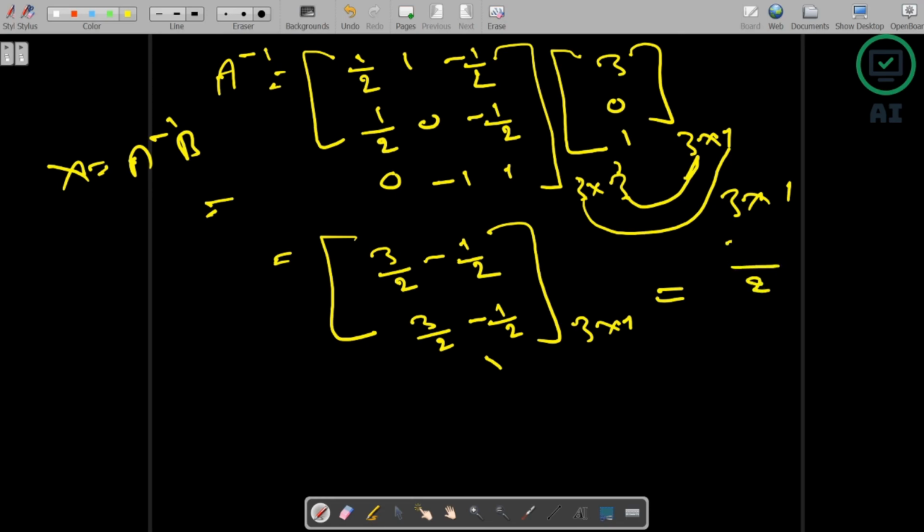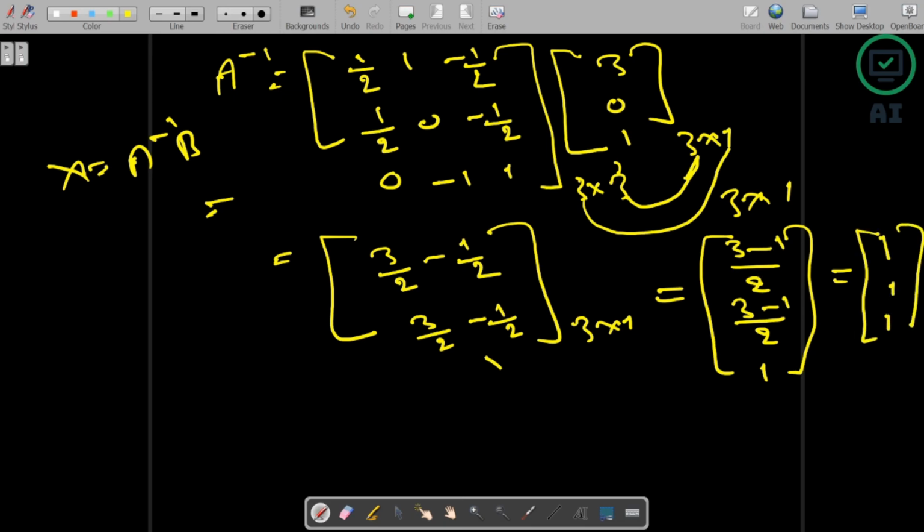So what is this? 2 3 minus 1. Here also 2 3 minus 1, and this is 1. So this will come 3 minus 1 2 2 1 1 1. So x1 equal to 1, x2 equal to also 1, x3 equal to also 1.